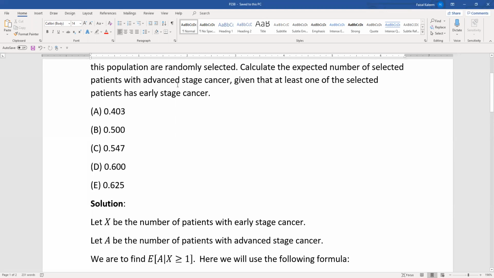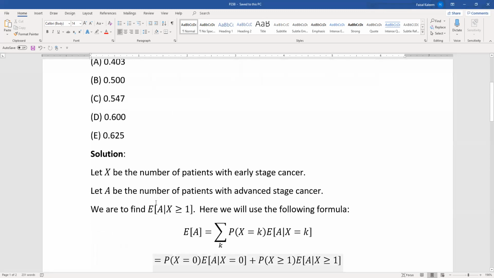So since we have to find the expected number of advanced patients given that at least one is early, which means we have to find expected value of A given at least one is early, which means A given X is greater than or equal to 1, because at least one early means X is greater than or equal to 1. X was the number of early patients.